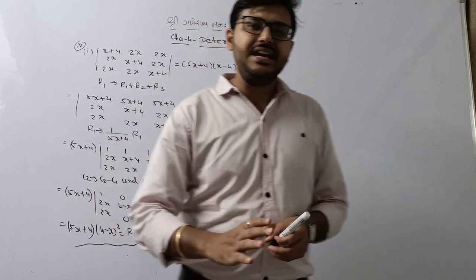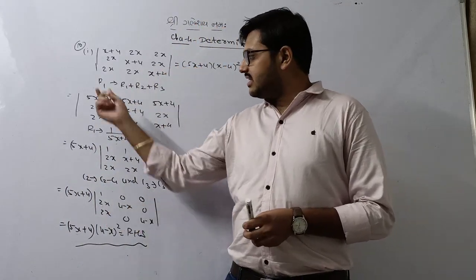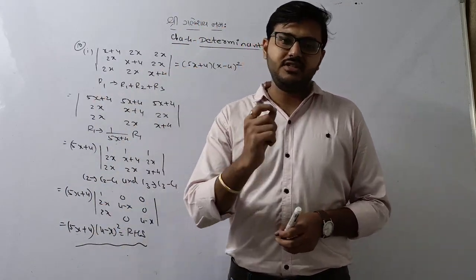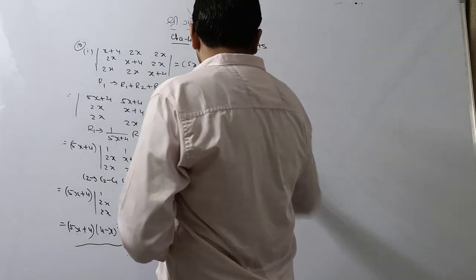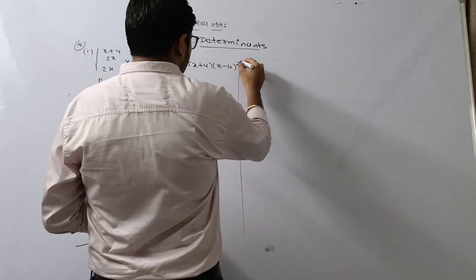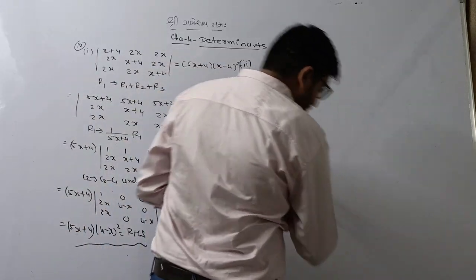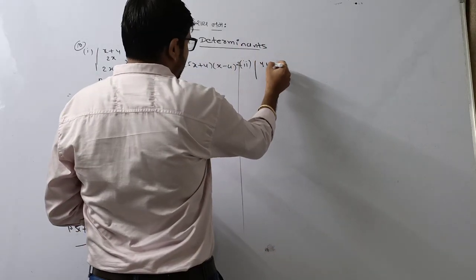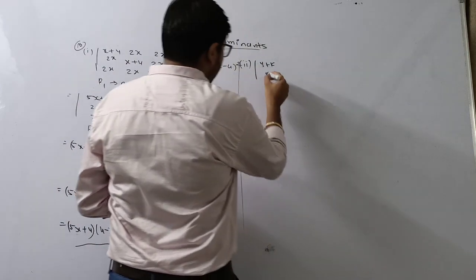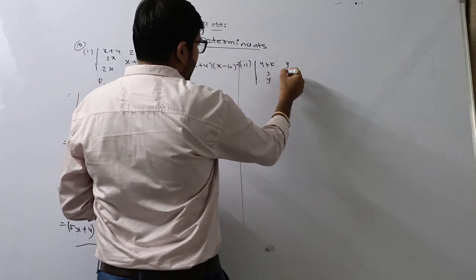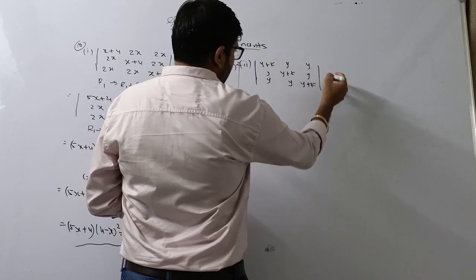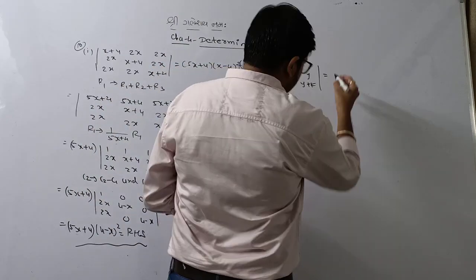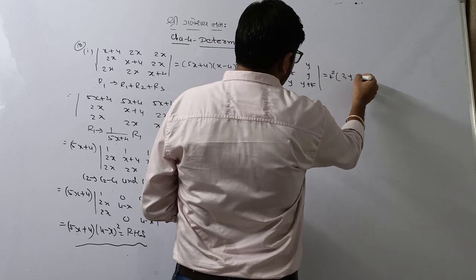You always get such a form and such easiness when we have a symmetric form of determinant. Just check number 2. In this number 2 we have y plus k, y, y, then y, y plus k, y, and y, y, y plus k, and you have to prove it equals k square into 3y plus k.